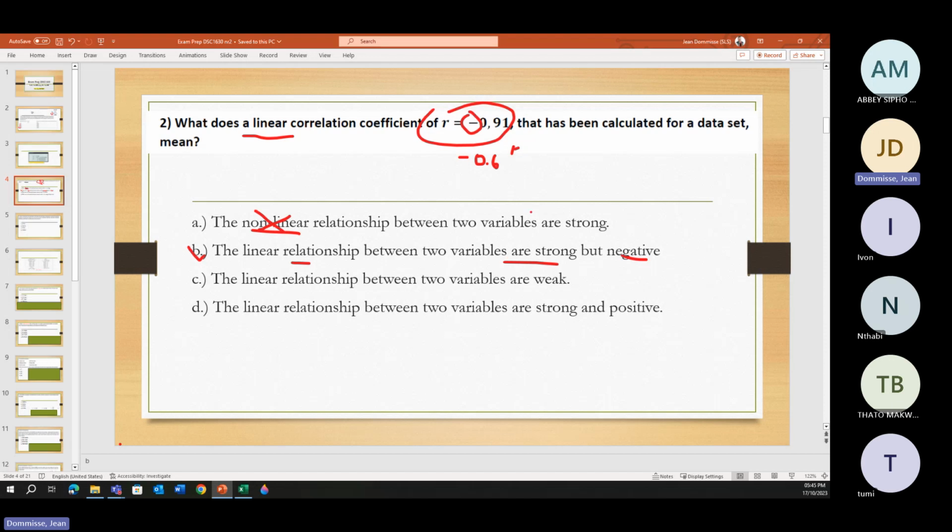Okay, so here the strong was correct, but it's definitely not nonlinear. The linear relationship between two variables are weak, so it's not weak. The linear relationship between two variables are strong, which is correct, but it's not positive. Okay, so perfect on that one.